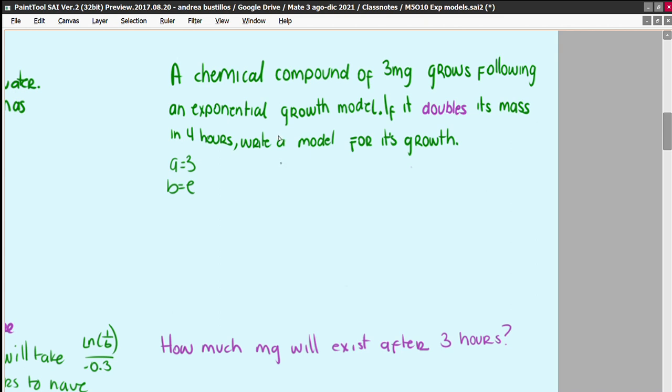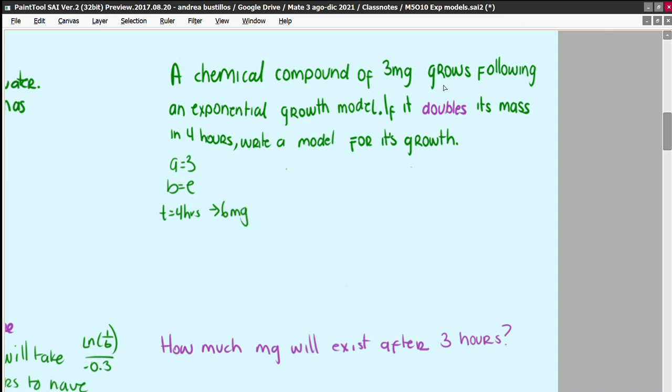So notice it's not telling me a rate. A rate, remember, is a percentage of growth or decay. But the problem is telling me something. After 4 hours, I'm going to have the double of my original mass. If my original mass is 3, double of it is going to be, obviously, 6 milligrams.